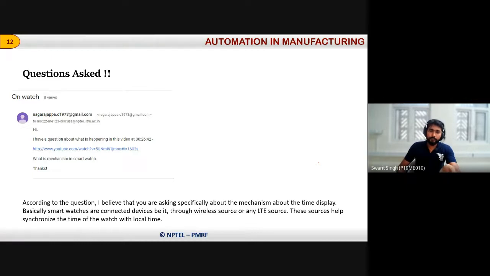It says that, according to the question, I believe you are asking specifically about the mechanism of the time display. Basically, smartwatches are connected devices, be it through a wireless source or any LTE source. These sources help synchronize the time of the watch with local time. This is the answer that is already posted there.